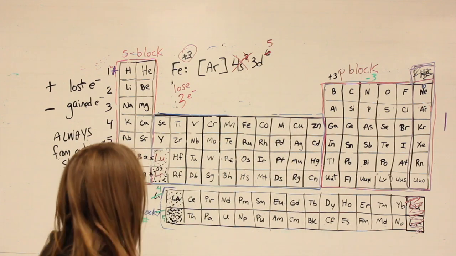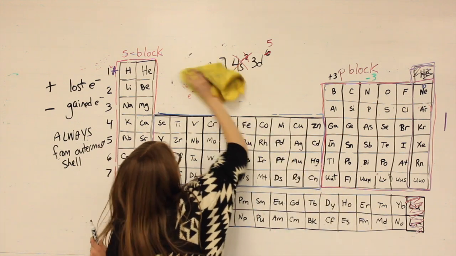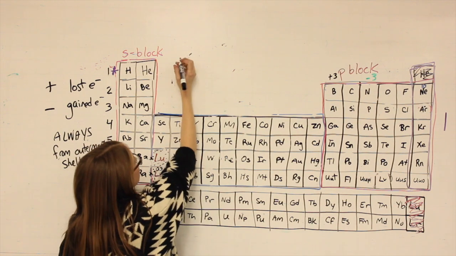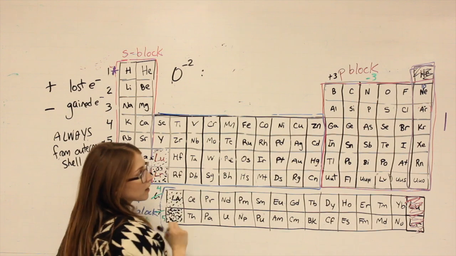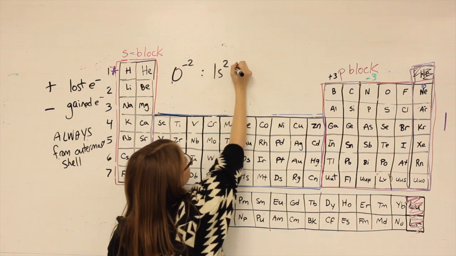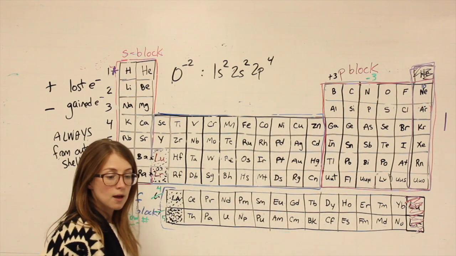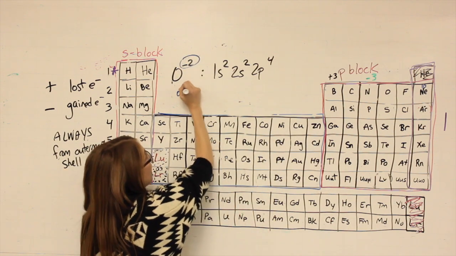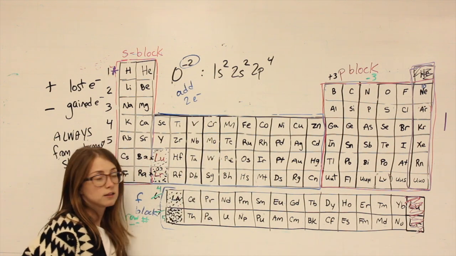A few more examples. Let's say I have oxygen minus 2. Start with regular oxygen, 1s2, 2s2, 2p4. The minus 2 is telling me I need to add 2 electrons to the outermost shell.